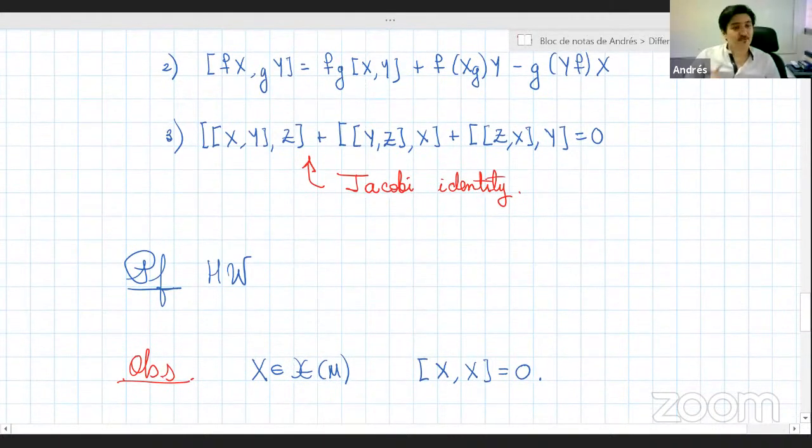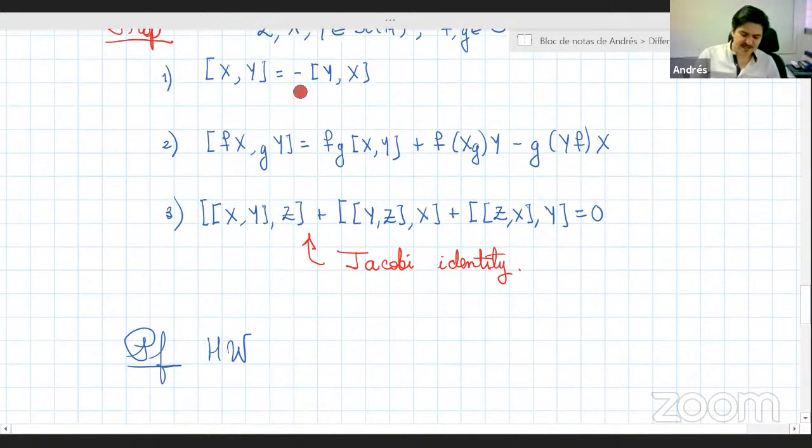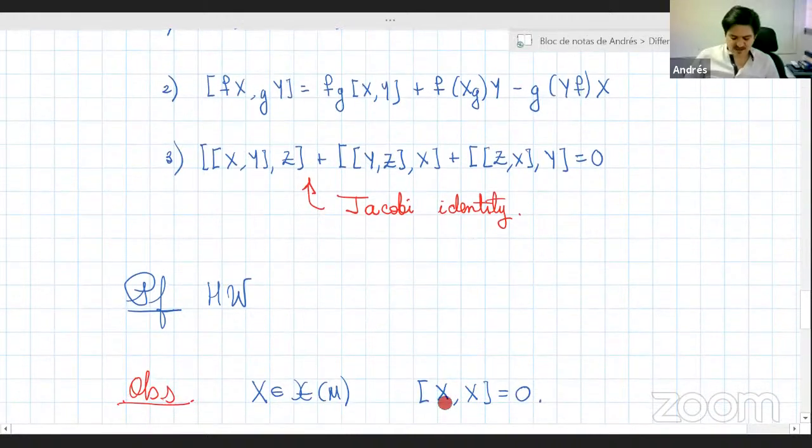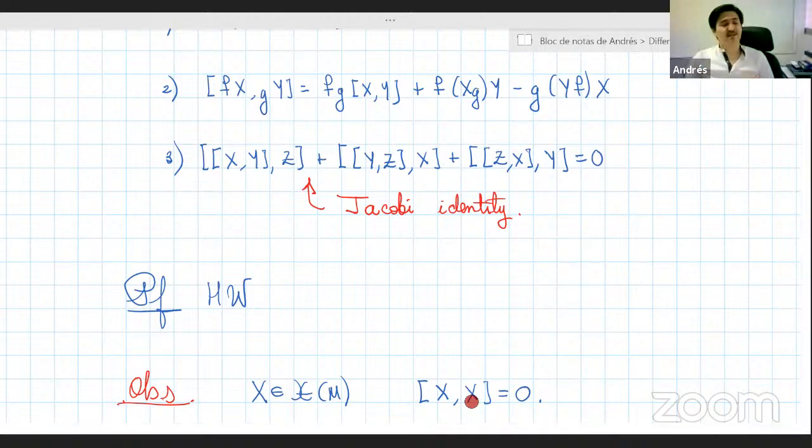Now, from the first property that the Lie bracket is antisymmetric, we have our first computation of the Lie bracket: that the Lie bracket of x with itself is 0. Here is any manifold, any vector field x. The Lie bracket with itself is always 0.